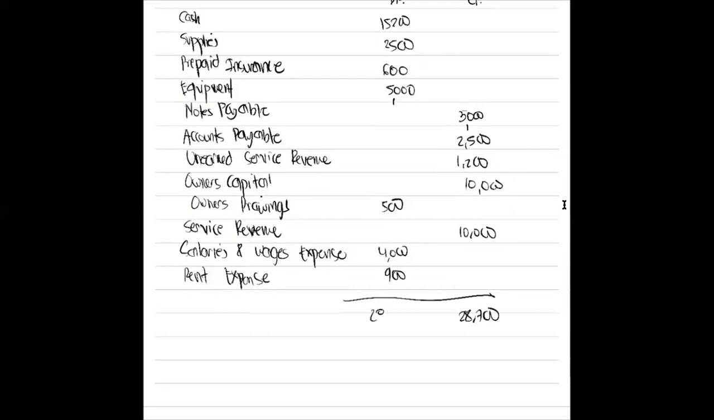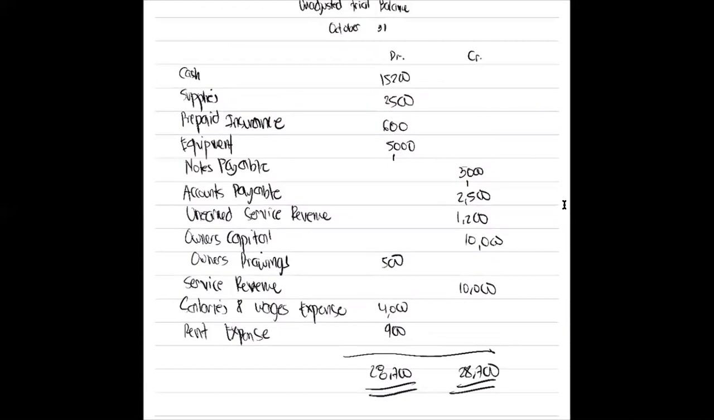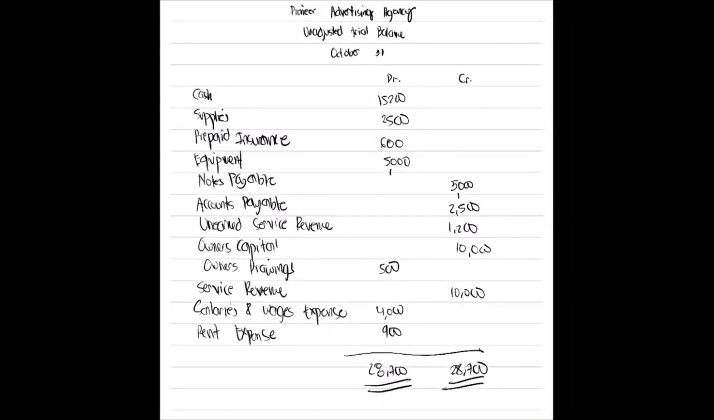Okay, also 28,700. So they are balanced. So again, guys, on the doctrine of equilibrium, both your debits and credits must be equal. So here, when we prepared our unadjusted trial balance, both of our debits and credits are equal.